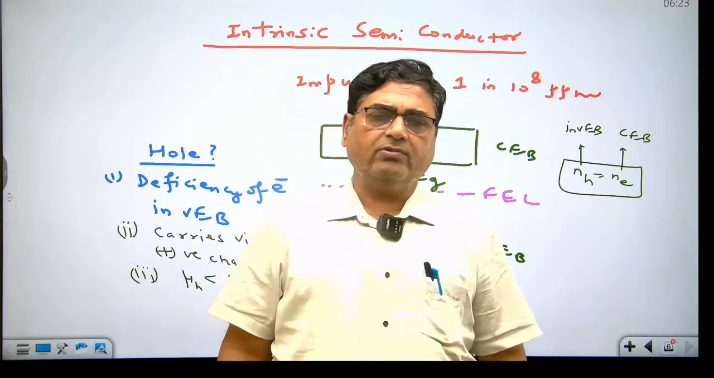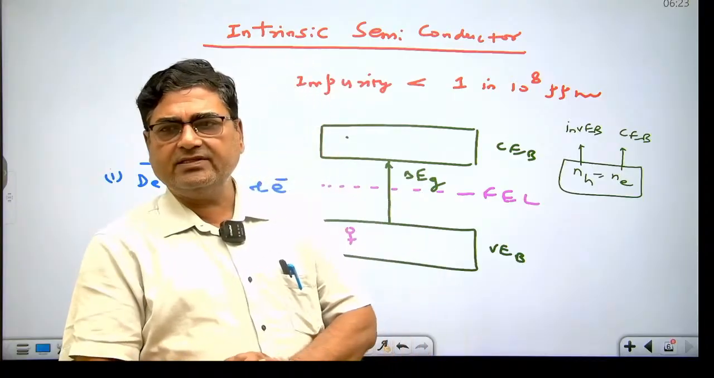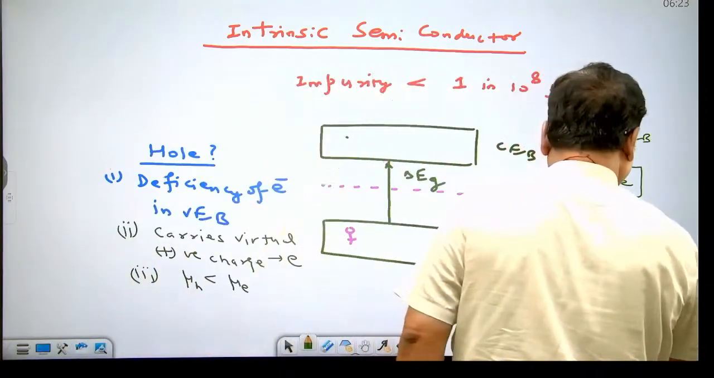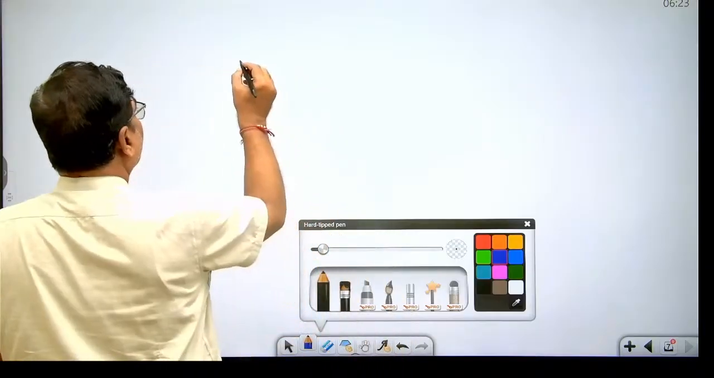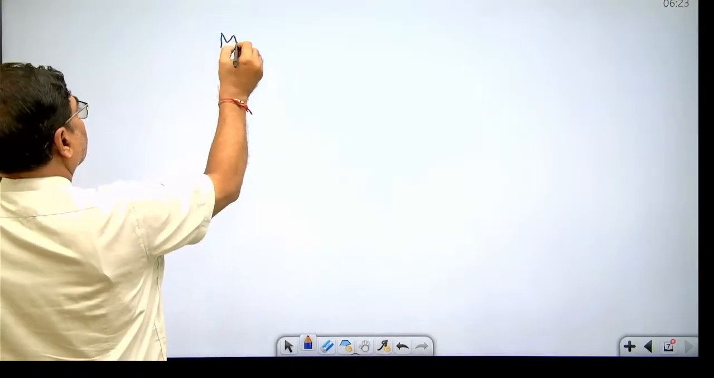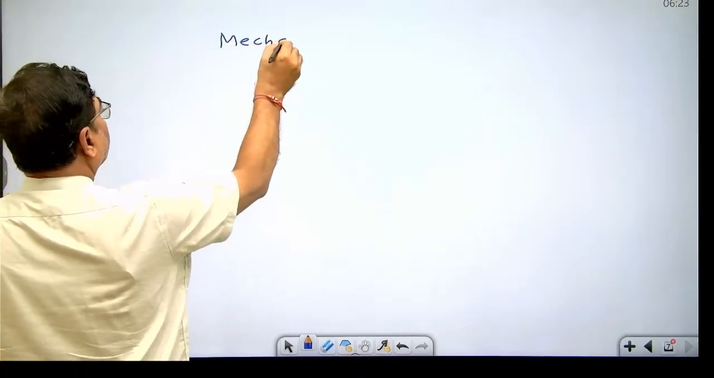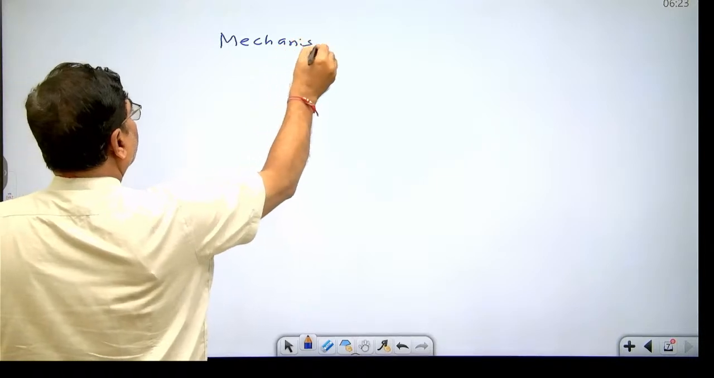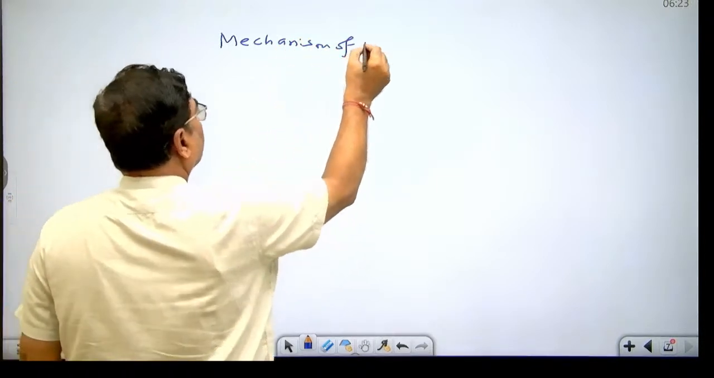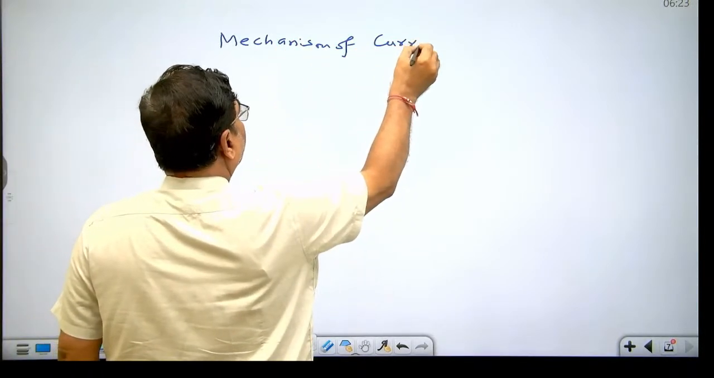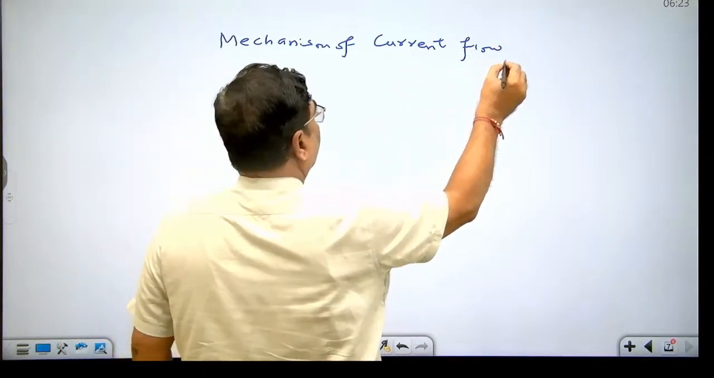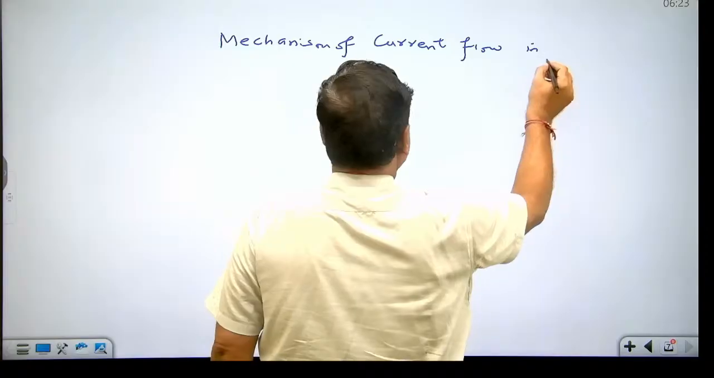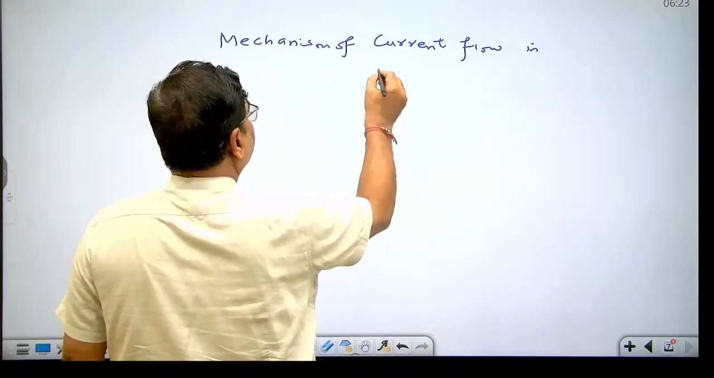Now I am telling you how the current flow takes place in the intrinsic semiconductor crystal. Mechanism of current flow in intrinsic semiconductor crystal.